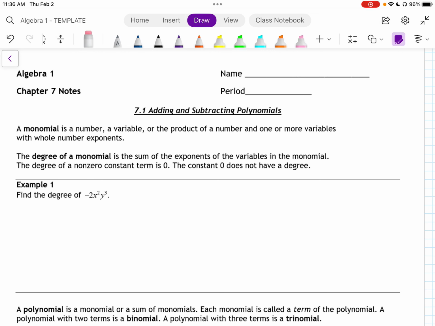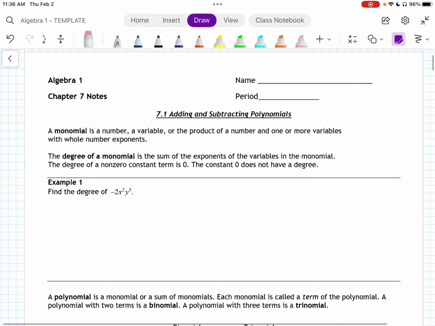All right, I want to look at chapter 7 here of Algebra 1. Starting off, we're adding and subtracting polynomials. So right now, I don't think that we have a definition of a polynomial yet. But we start off with a really simple polynomial. It's called a monomial, right?